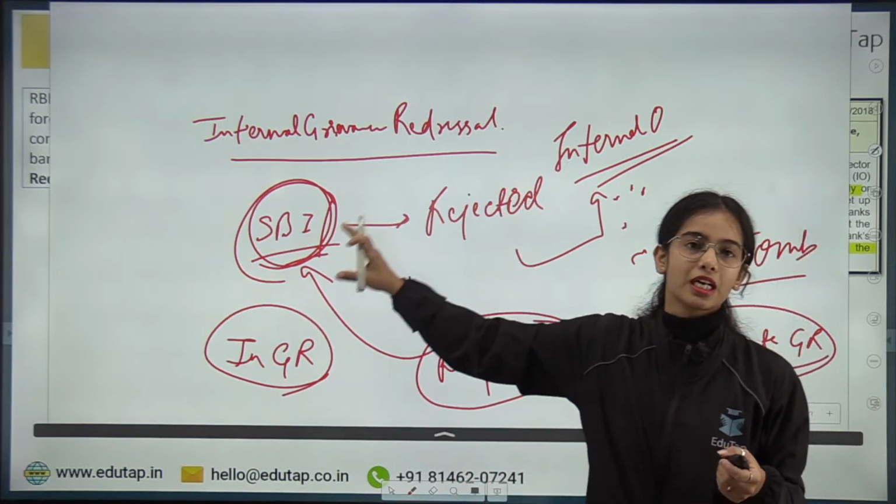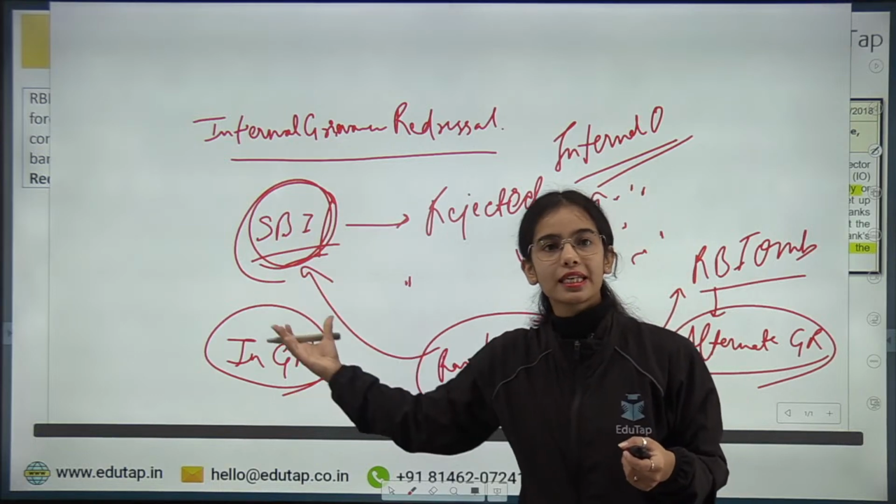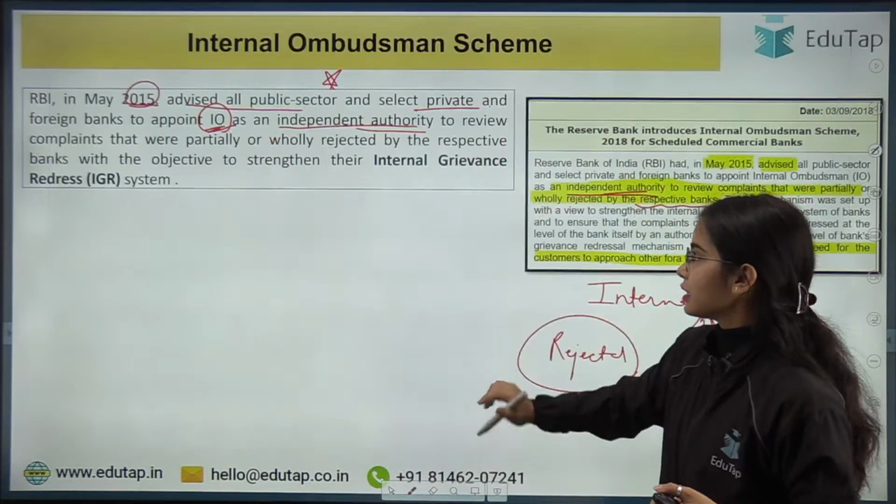Okay. So when the SBI, the banks by themselves, are resolving the complaints, and through the internal ombudsman they are resolving the complaints, that is internal grievance redressal. So I hope this is clear.